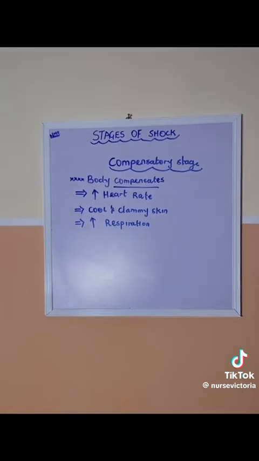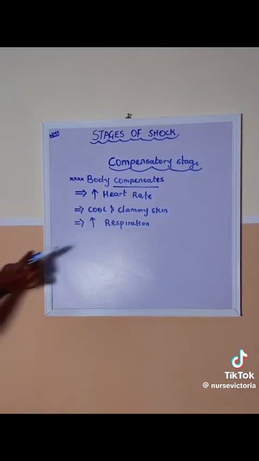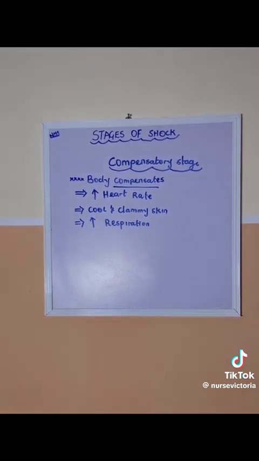Second stage of shock is the compensatory stage. So in this stage, the body tries to compensate. So the body compensates for decrease in blood flow and oxygen delivery to vital organs. It's just the body's attempt to fix the problem.